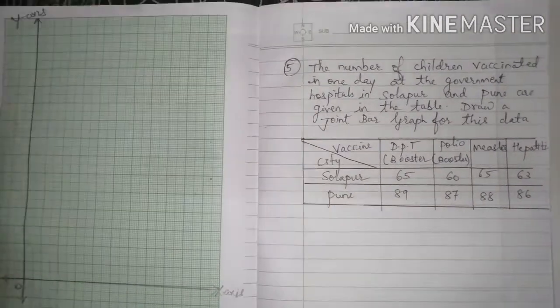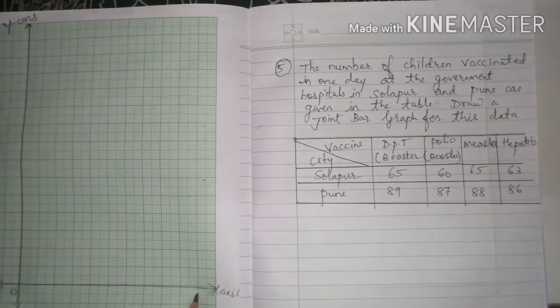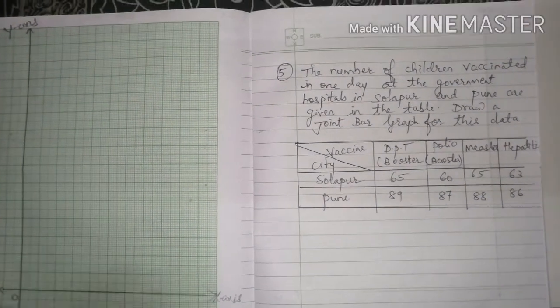So let's draw the joint bar graph. For that, the axes are already drawn: X-axis, Y-axis.